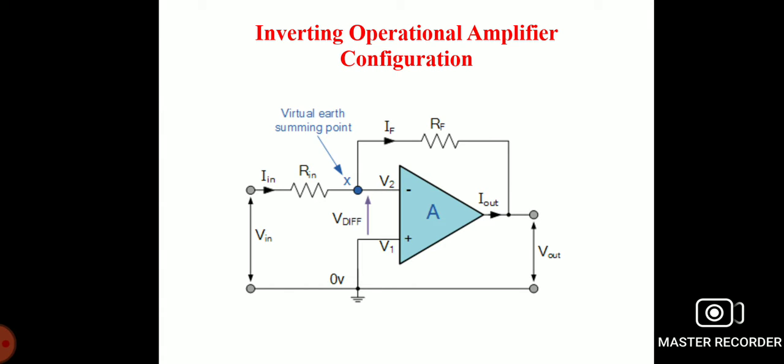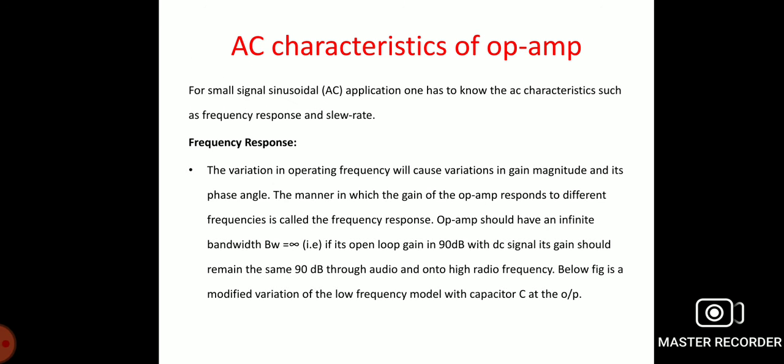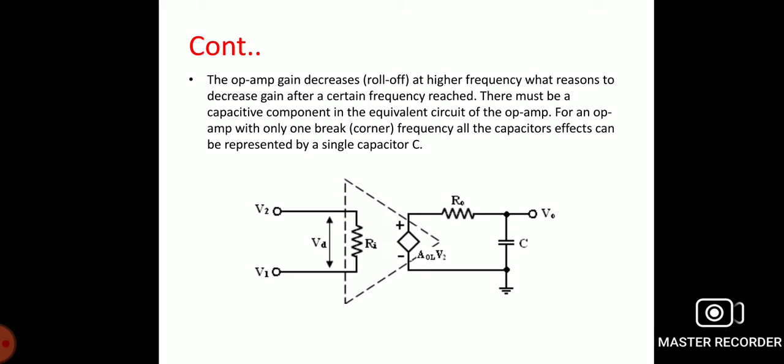Now we can go on to discuss the AC characteristics of operational amplifier. For small signal, that is small sinusoidal AC applications, one has to know the AC characteristics such as the frequency response and the slew rate.